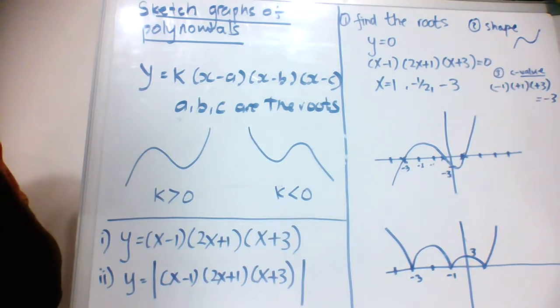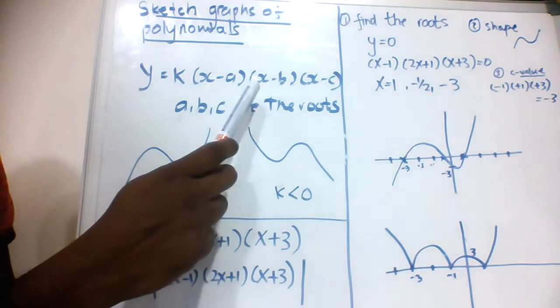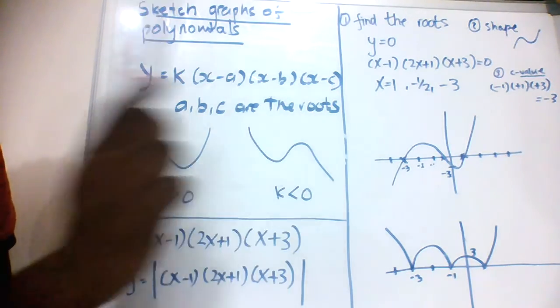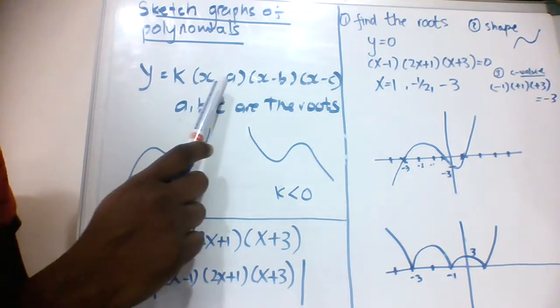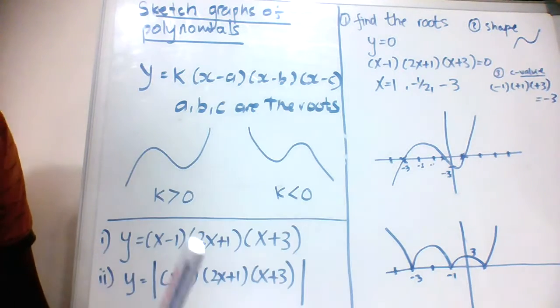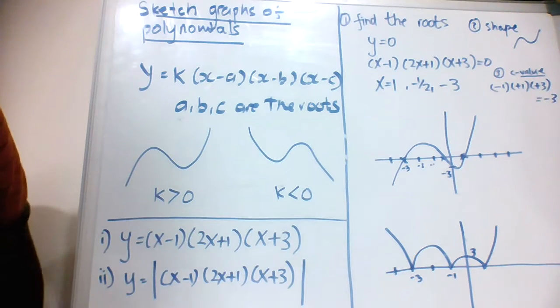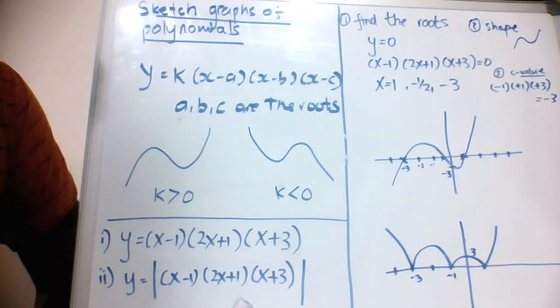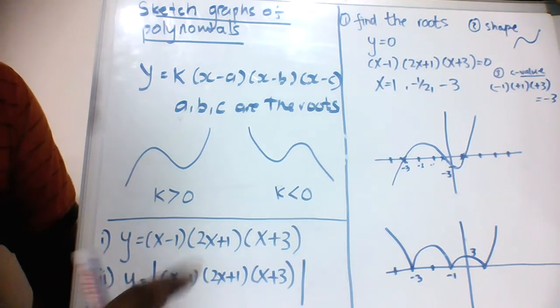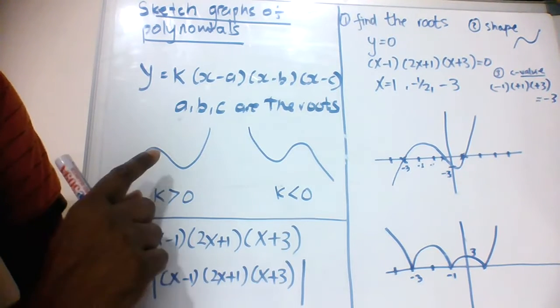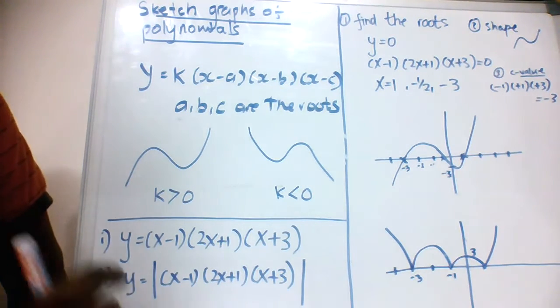Y is equivalent to k. K is a constant that we need to find out later. And then there are 3 brackets, x minus a, x minus b, and x minus c. Now, these a, b, c are also the roots. You understood from the previous quadratic equation, roots are also the x-intercepts. That's rule number 1. So there are 3 roots, remember.